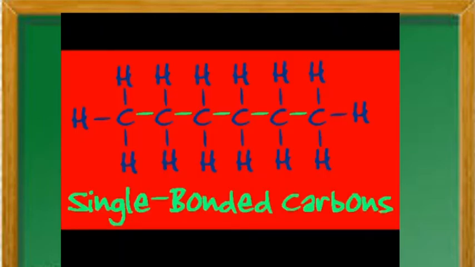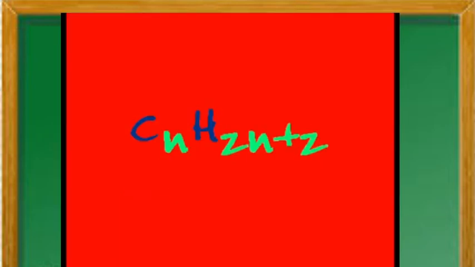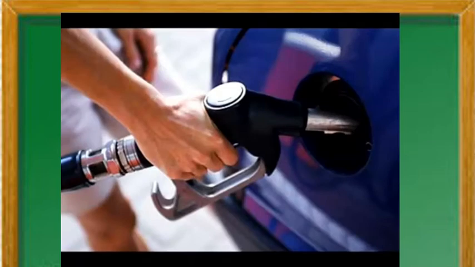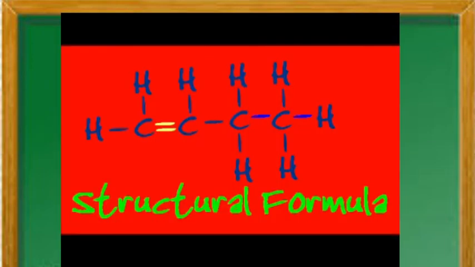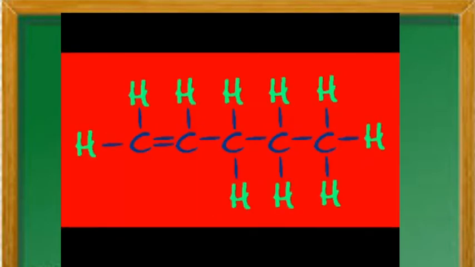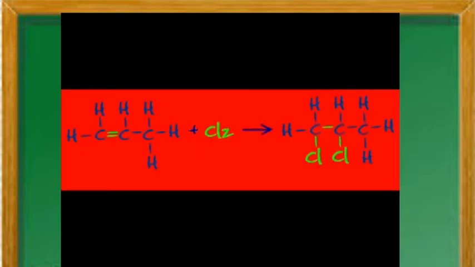Alkanes, they're driving me insane. All single bonded carbons joined together in a chain. CnH2n plus 2 is the formula we use. Methane, propane, and octane are good fuels to choose. Alkenes, their structure really screams. While sleeping August Kekule had double bonded dreams. If you have 5 carbons, H's will be 10. They undergo addition when you add a halogen.